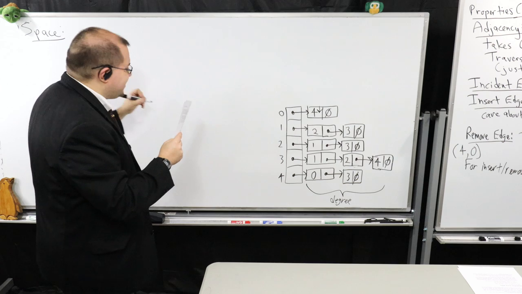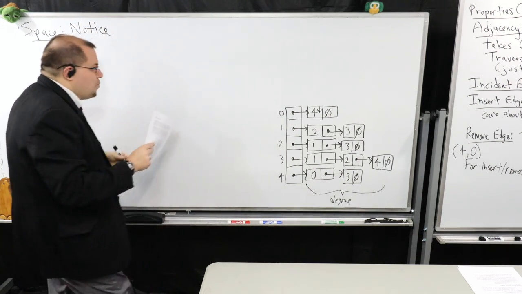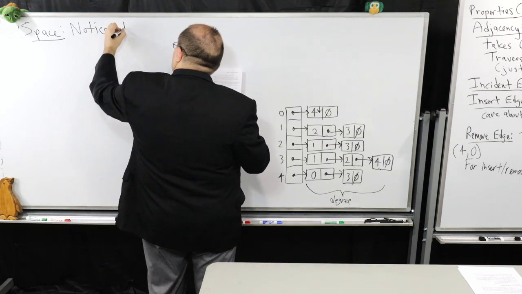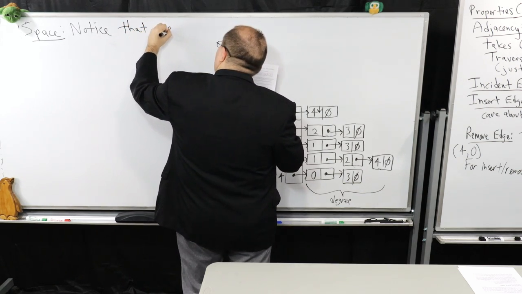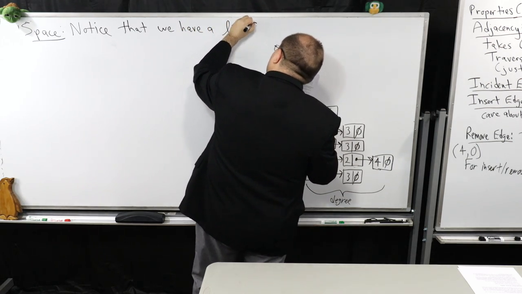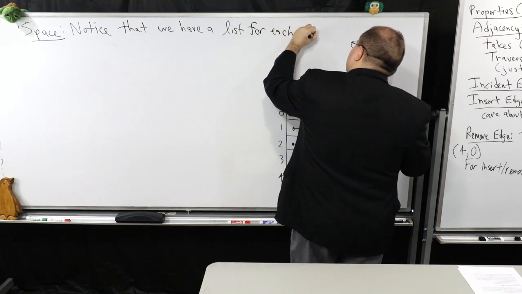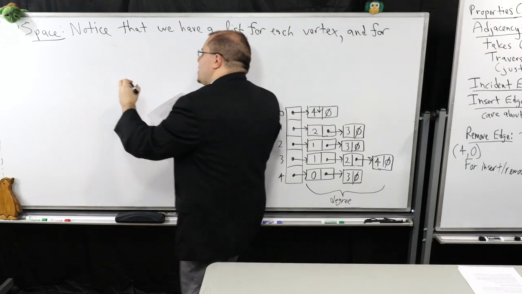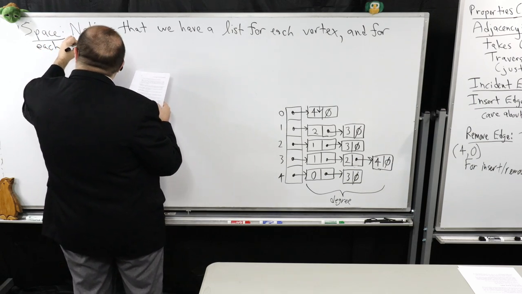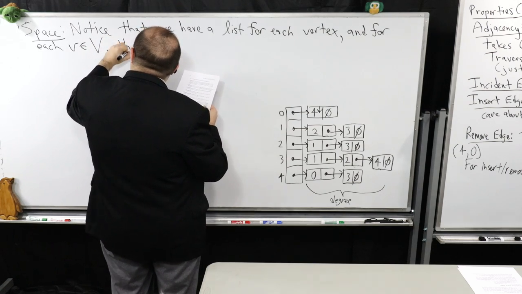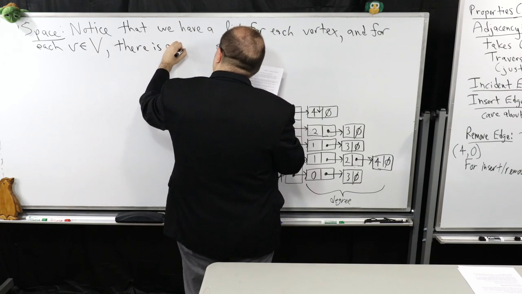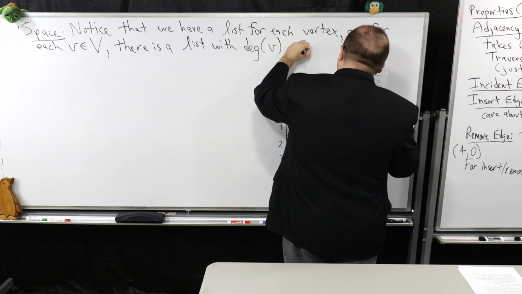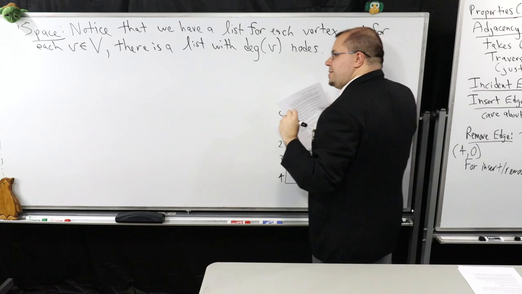Now I want you to notice something. This is a very interesting insight. This is why it's important to be aware of structures when you're studying or applying them, in this case, a graph. Notice that we have a list for each vertex. And for each vertex in the set of vertices, there is a list with degree of V nodes. Right? That's what we established earlier.